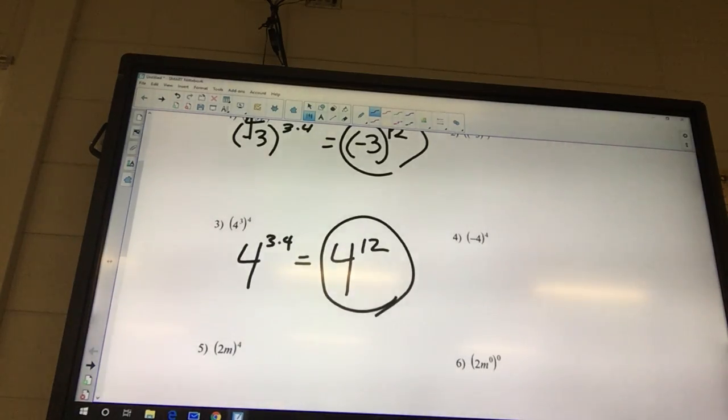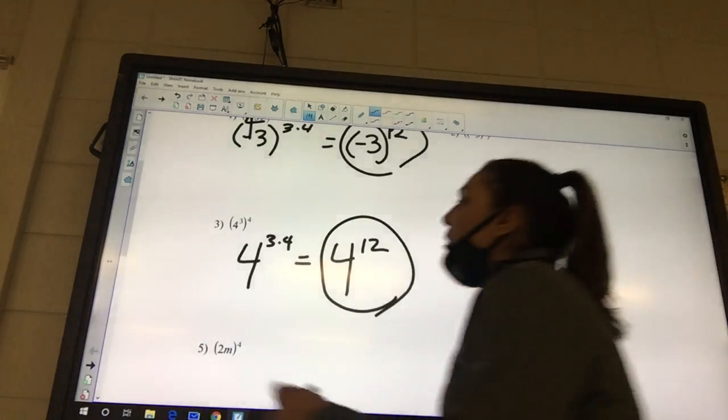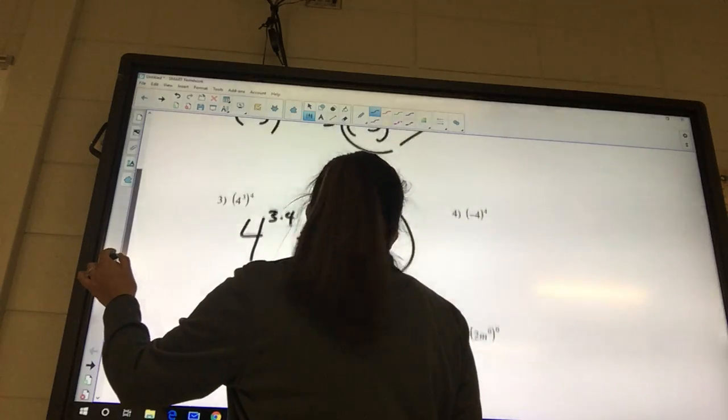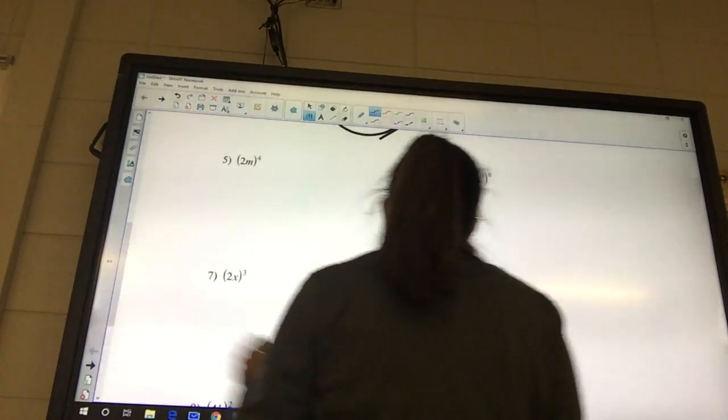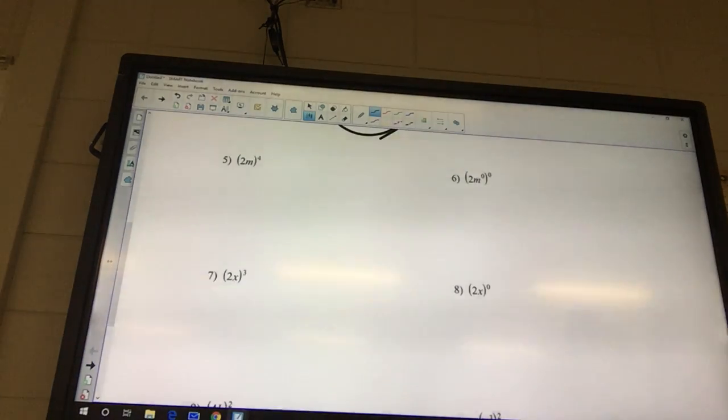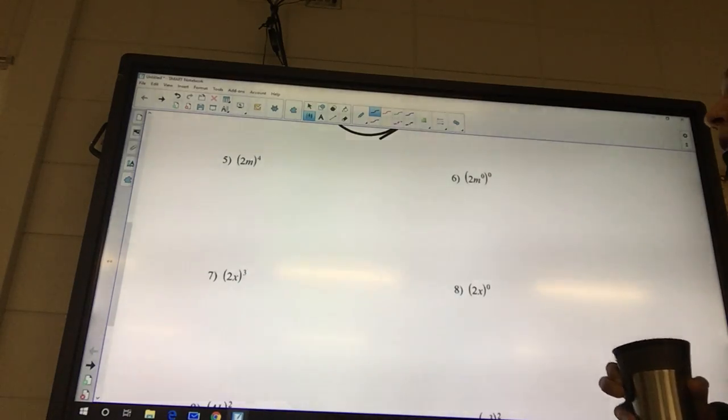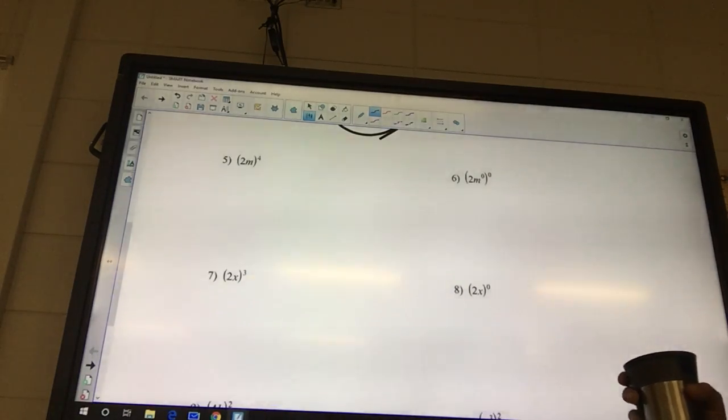Okay, and that's really important, and you need to understand the vocabulary, because once we start getting a little bit further, I'm asking you about the base and the power, and you're like, what? I don't, okay? So, look at 5. Okay, so 1 through 4 is just numbers, and that's what we did yesterday. Okay, so 1 through 4 is just like a little mini review. The rest of them, we start getting into different rules.